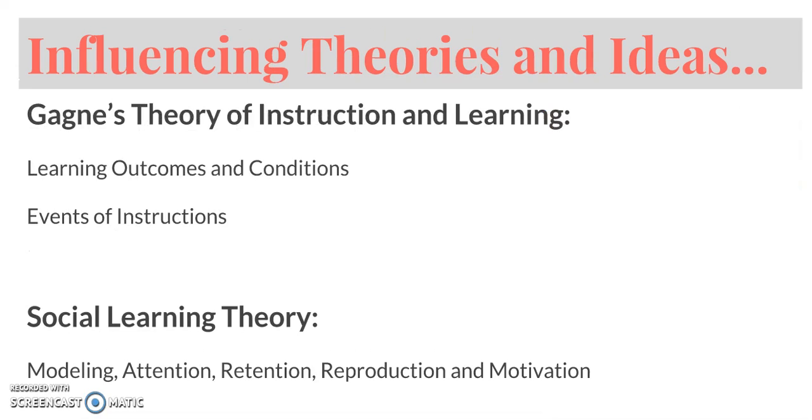When I began to think about how people learn best, I was a little all over the place with my thoughts, so I decided to reference back to Chapter 10 and Robert Gagne's theory of learning and instruction, as well as some concepts from social learning theory.